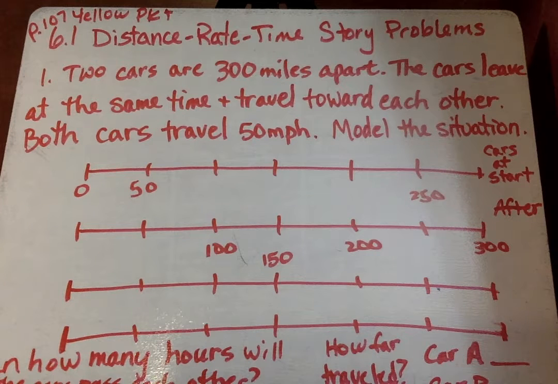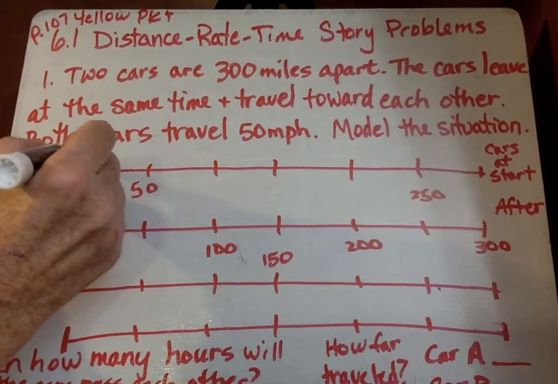Model the situation on the number line. Two cars are 300 miles apart. The cars leave at the same time and travel towards each other. Both cars travel 50 miles per hour. Model the situation. Okay, so we have car A over here.